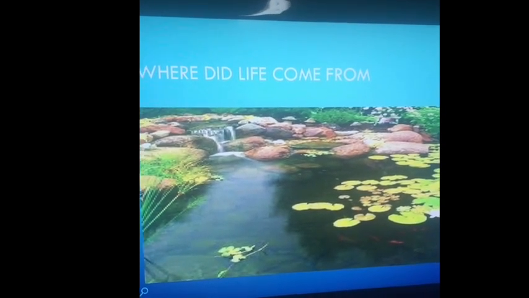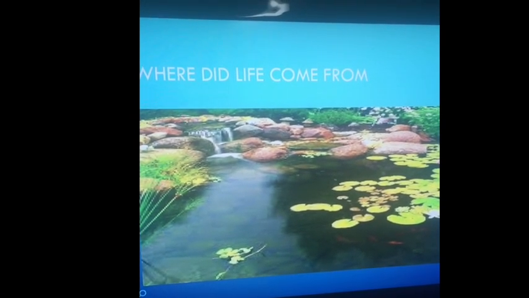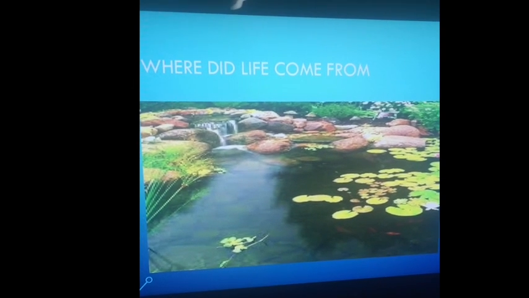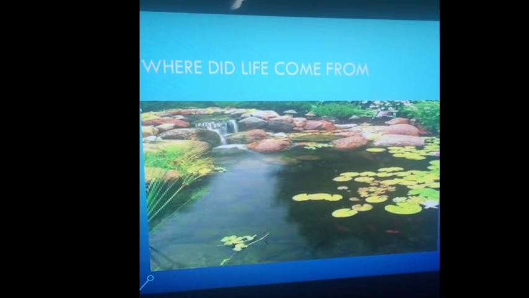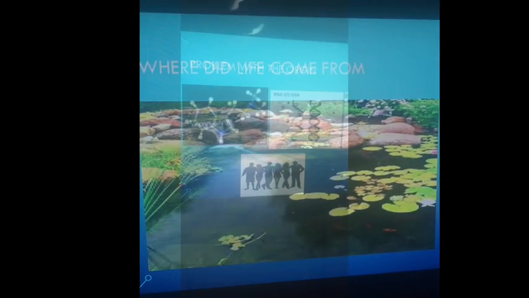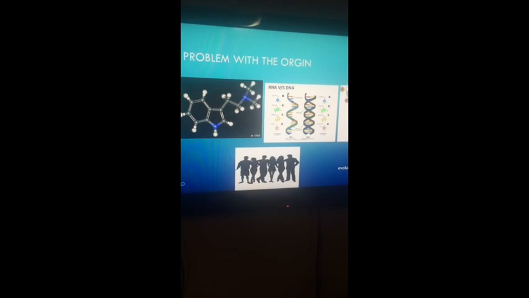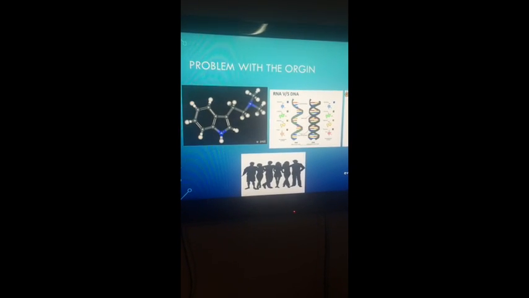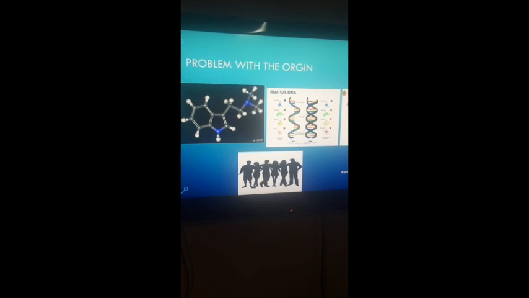So before we can really start to make life, we have to really think about where it came from. And Darwin wrote a letter to his colleague where he thought that life probably emerged from a little pond somewhere in some part of the world. But the real honest answer is we just don't know. There's a problem with the origin. 4 to 5 billion years ago, there was a vast chemical soup of stuff. And from this stuff we came.